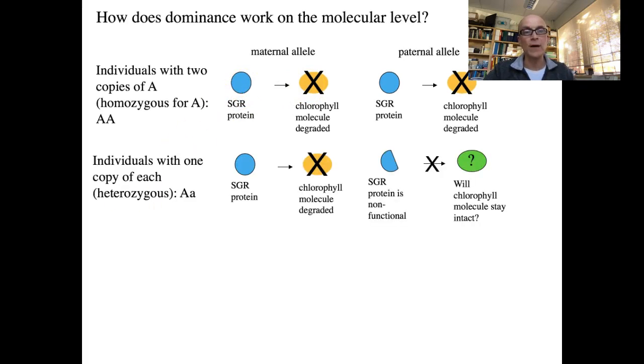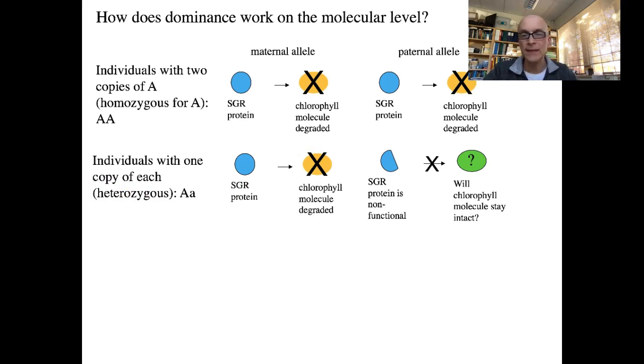Now, if you have a heterozygous, big A, little a, you have an SGR protein that's functional. Let's say it comes from the mother. And then you have an SGR protein that is non-functional. And let's just say it comes from the father originally. So now the question is, well, if this is not functional, will the chlorophyll molecule stay intact? Will the seed be green, or will it be yellow, or will it be sort of in between? Well, here's what dominance is.